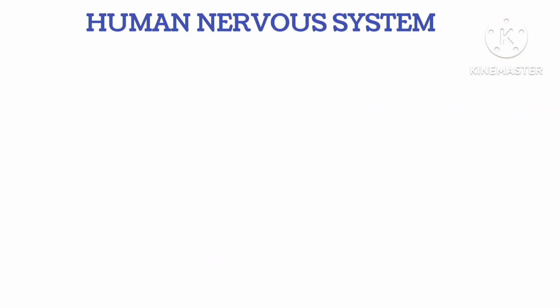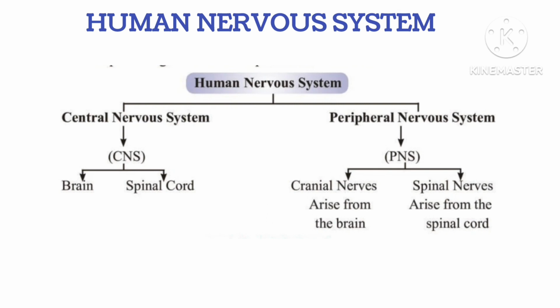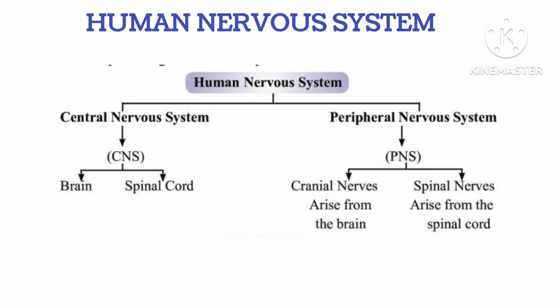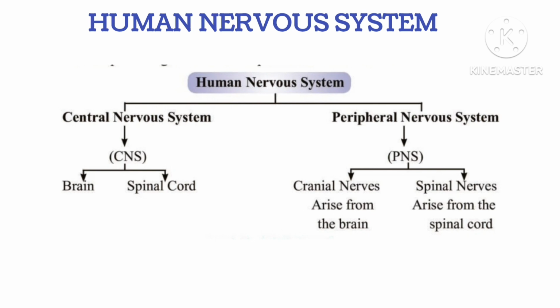Human nervous system. So human nervous system is mainly of two types: central nervous system and peripheral nervous system. Central nervous system consists of brain and spinal cord, and peripheral nervous system consists of cranial nerves which arise from brain and spinal nerves that arise from the spinal cord.